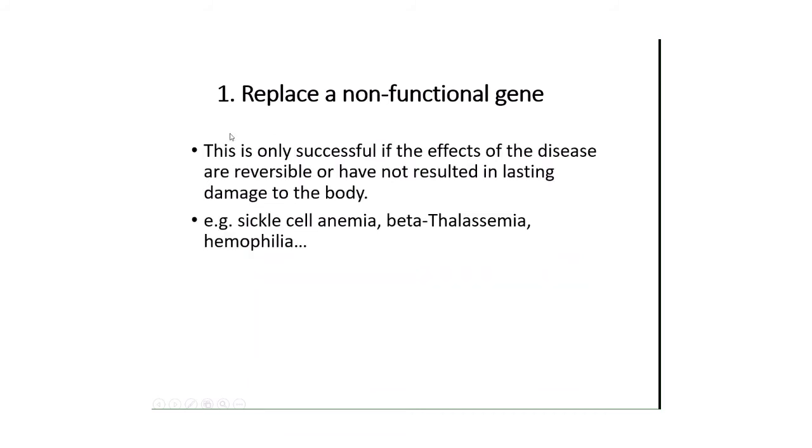This is only successful if the effects of the disease are reversible, or have not resulted in lasting damage to the body. So with things like sickle cell anemia, once you give the proper copy of the hemoglobin gene, you should be able to start making functional hemoglobin, and the red cell should return to normal shape.